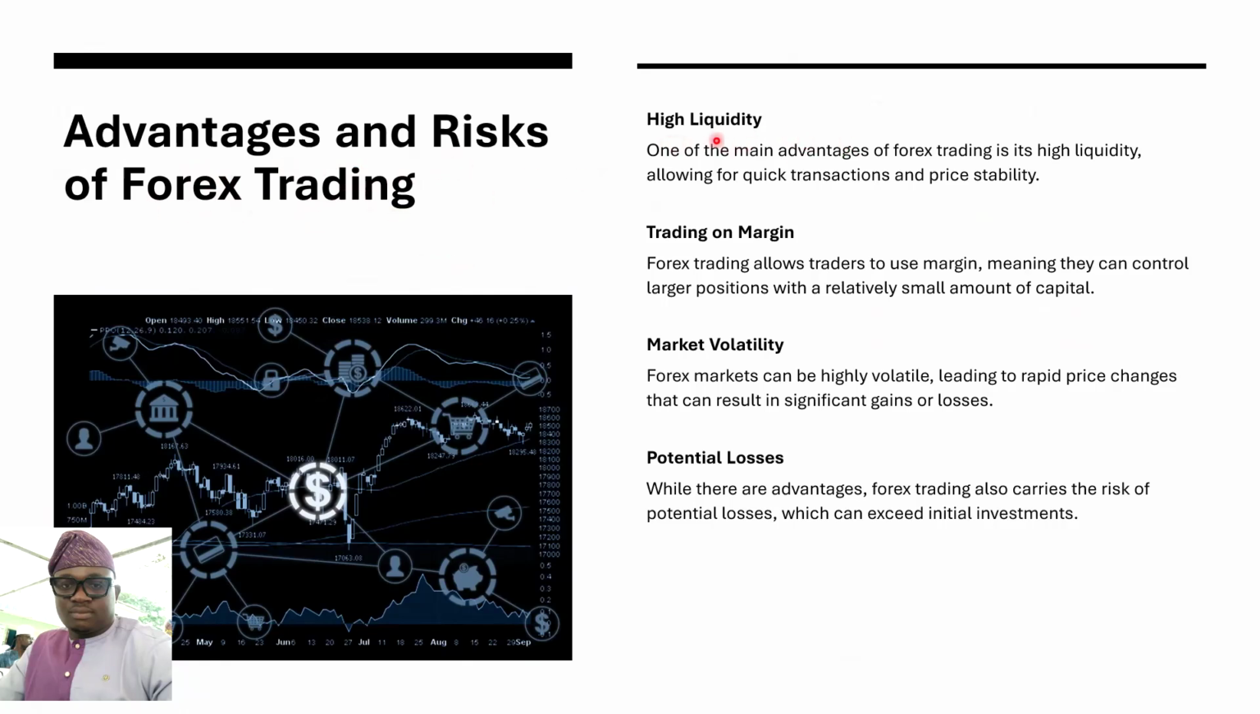So these are the advantages. High liquidity. One of the main advantages of forex trading is its high liquidity, allowing for quick transactions and price stability. You can just come into the market and transact easily. Then trading on margin. Forex trading allows traders to use margin, meaning they can control larger positions with a relatively small amount of capital. So if you are looking for an online business, you can start with a very small capital. Forex trading is one you can get into because of trading on margin.